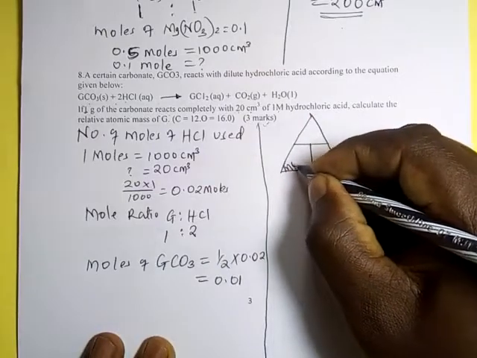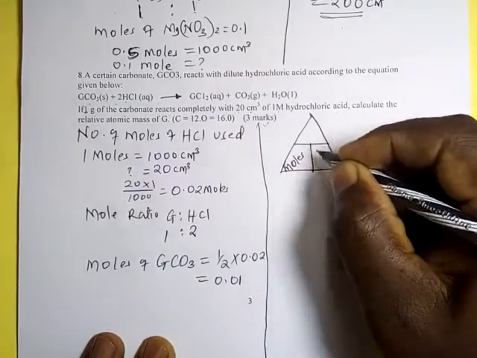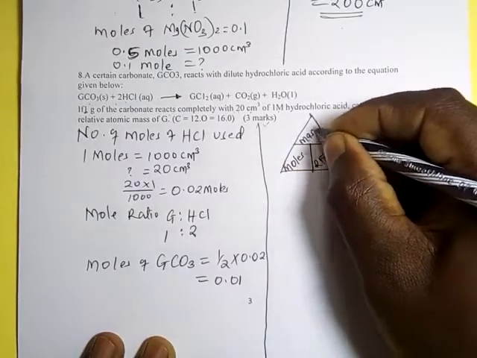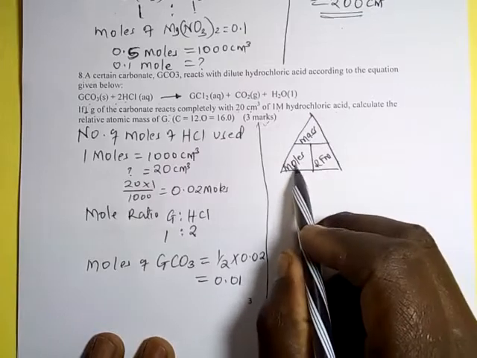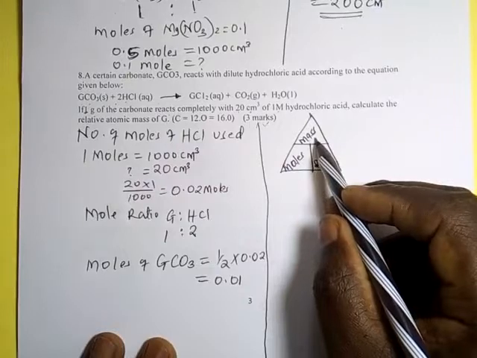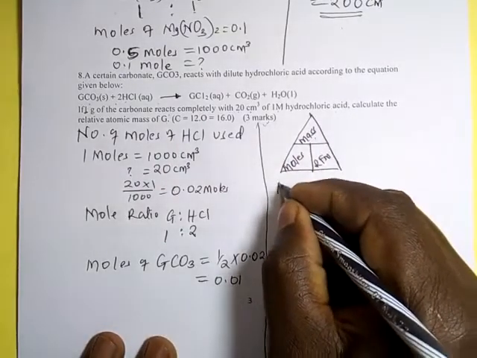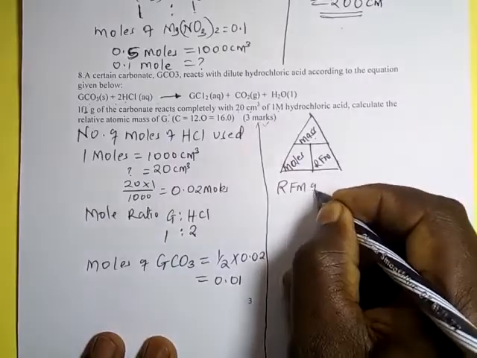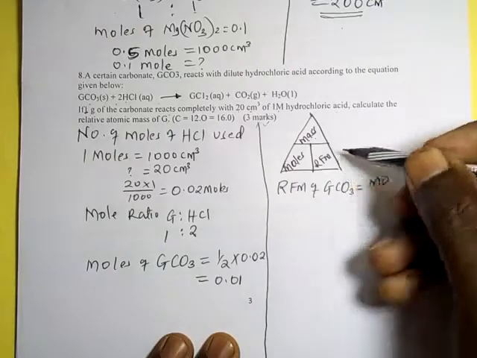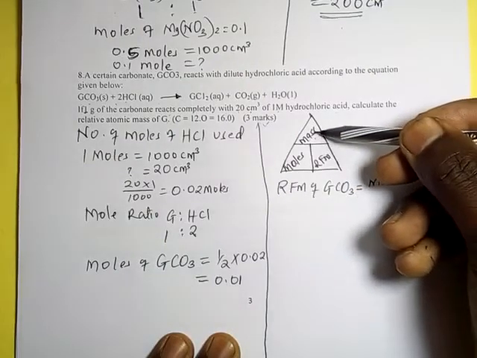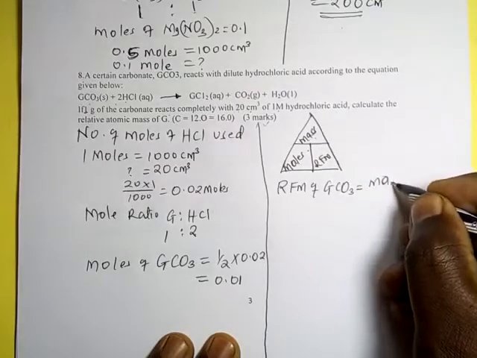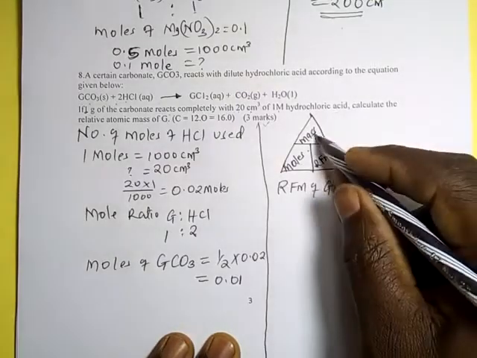We have these moles, we have RFM, we have mass. Now we have the number of moles of the G carbonate. We want RFM. We have the mass, right? So the RFM of the G carbonate is equal to, from here, mass over moles. Mass over moles.